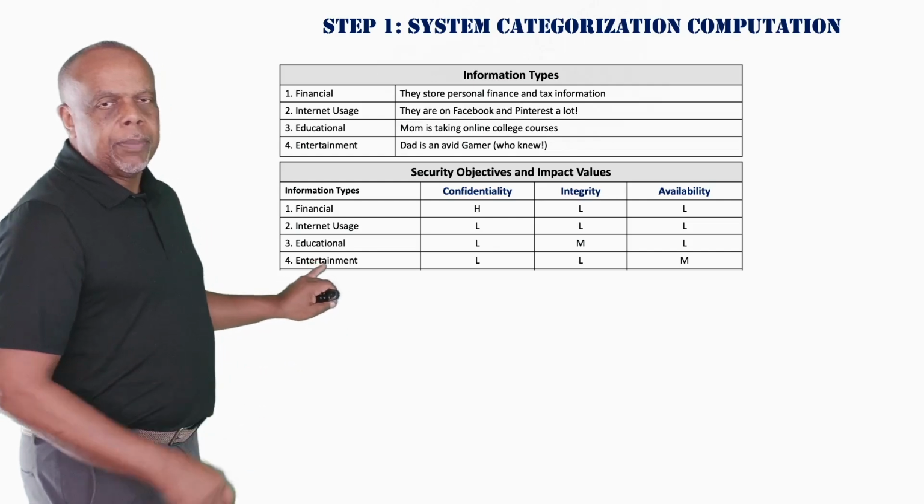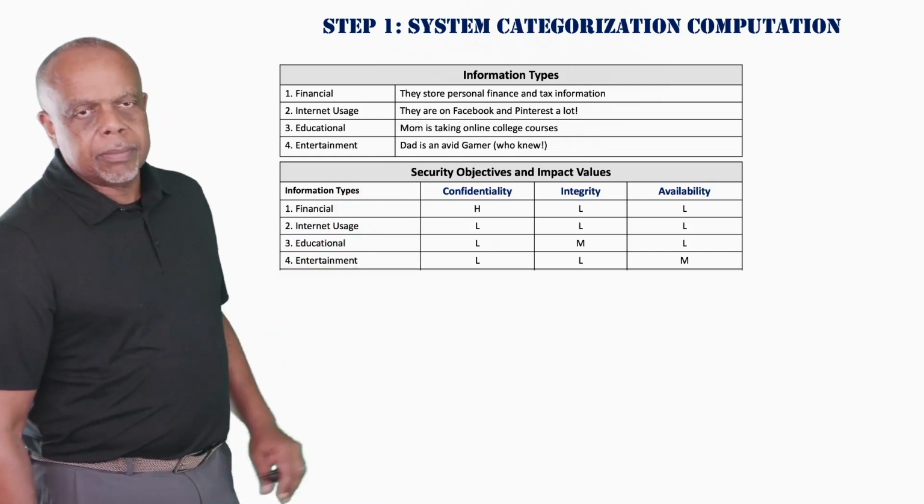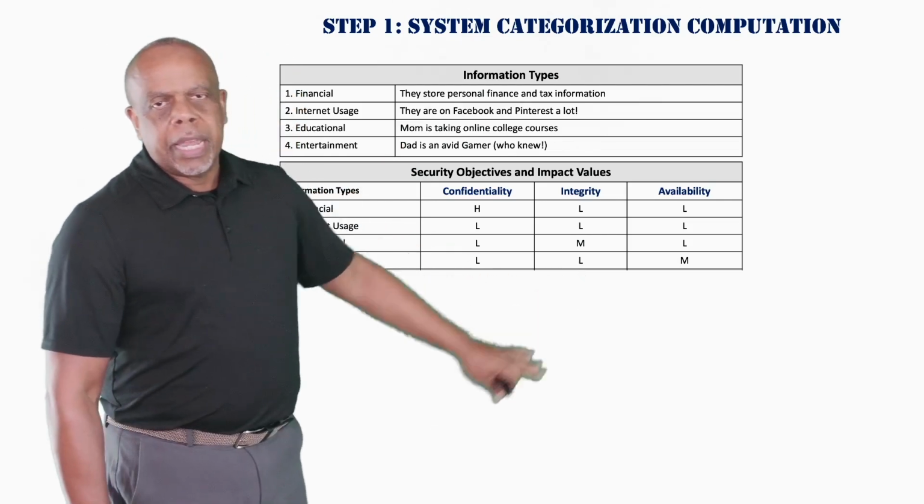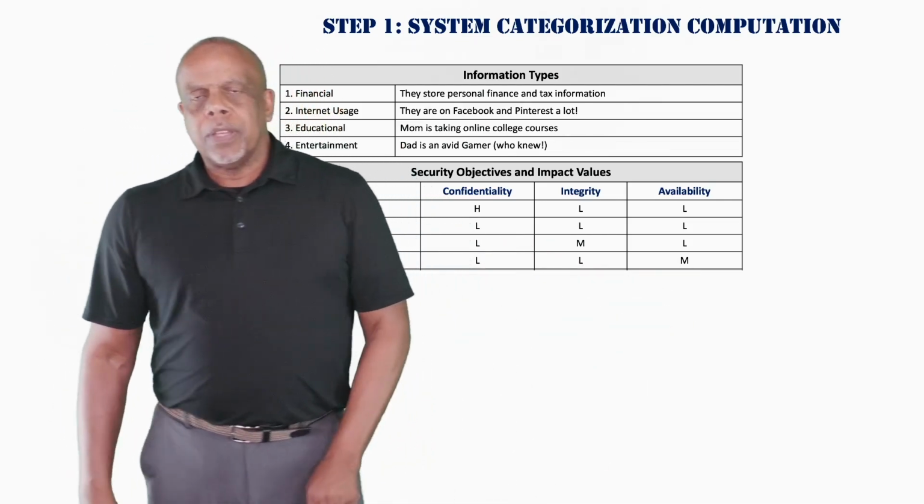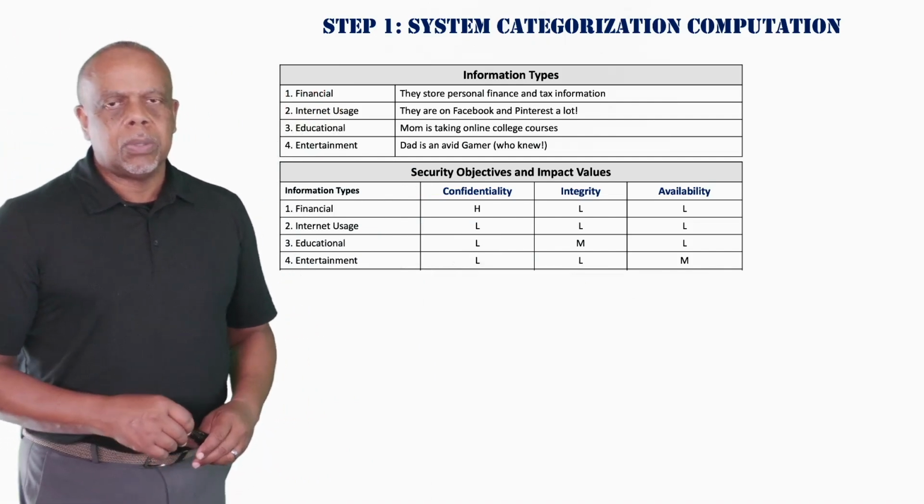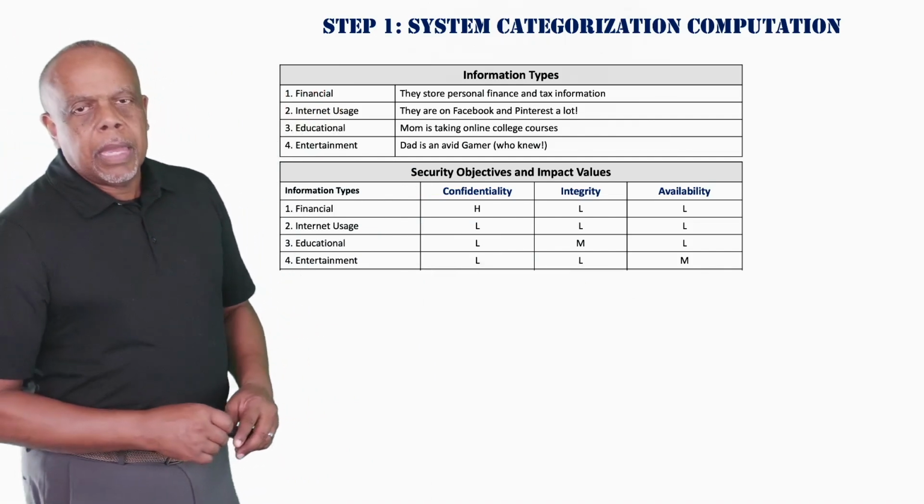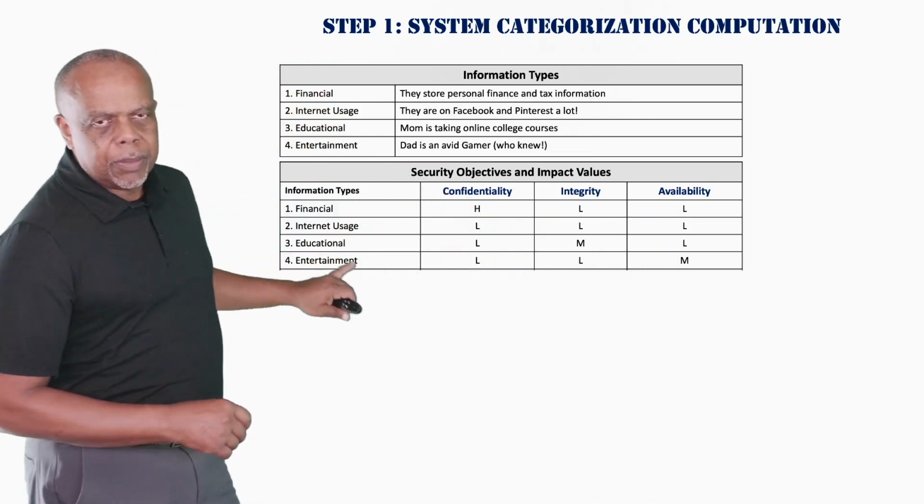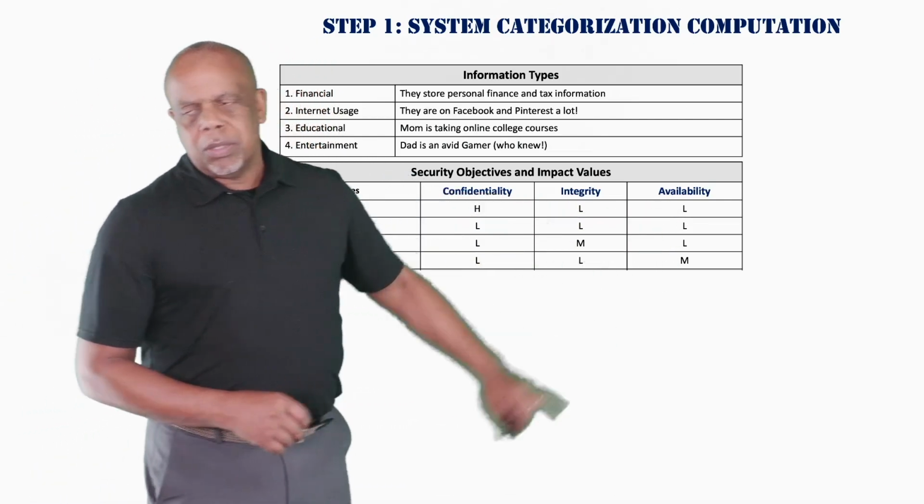And the last one, entertainment. Okay, my dad's gaming. So confidentiality, low, integrity, low. And for him, availability, he's got to be able to get there. He's got to be able to get to where he wants to with his games. And that could also impact internet, because for him to get to his games, he has to have internet.